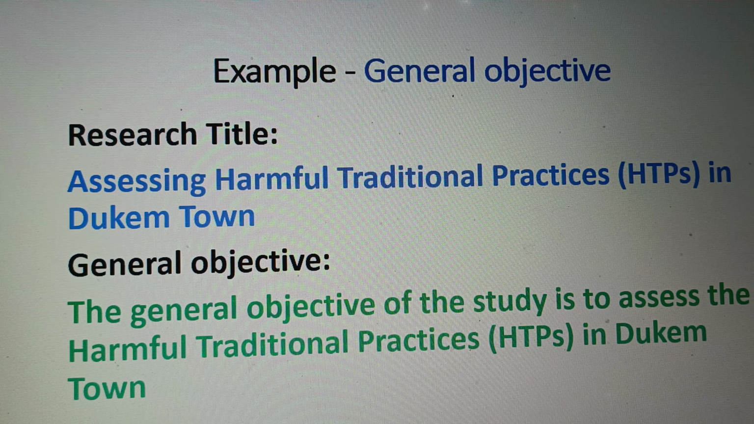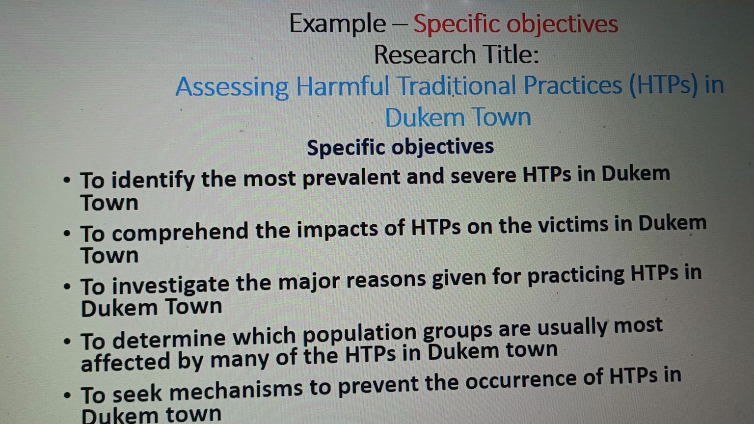This general objective does not show all the specific objectives. Because of this, specific objectives are very important. Specific objectives are nothing but the elaboration, expression, or articulation of the general objective that we as researchers have put. Now let us see examples of specific objectives for the research title Assessing Harmful Traditional Practices in Dukem Town.